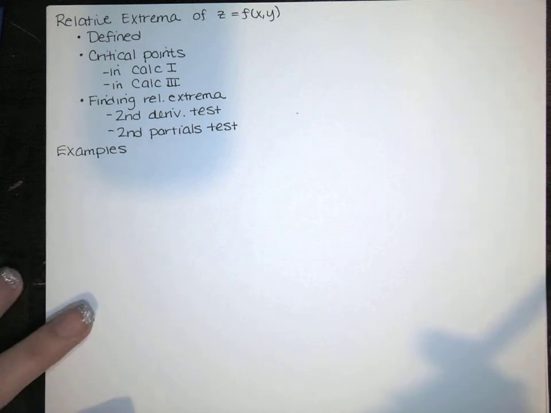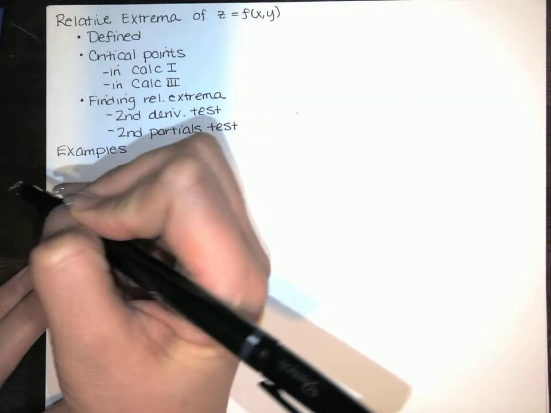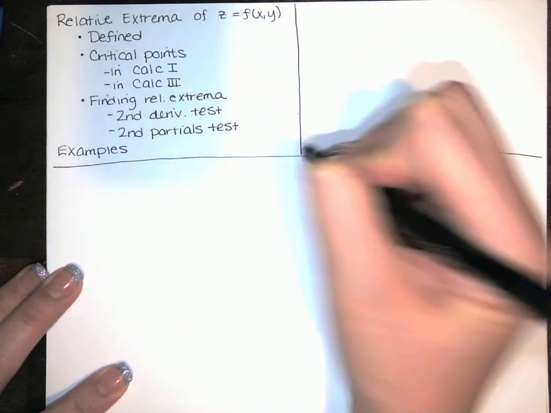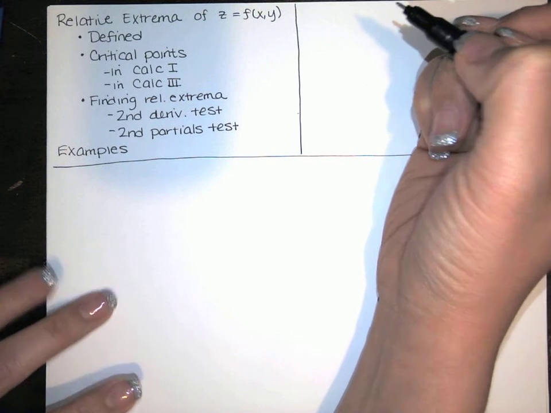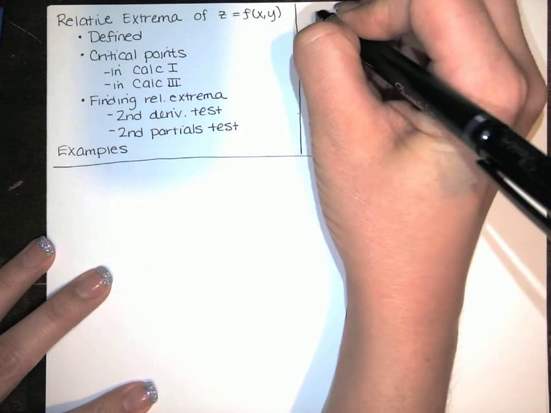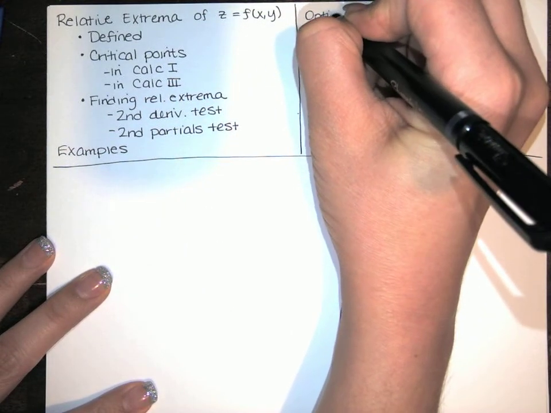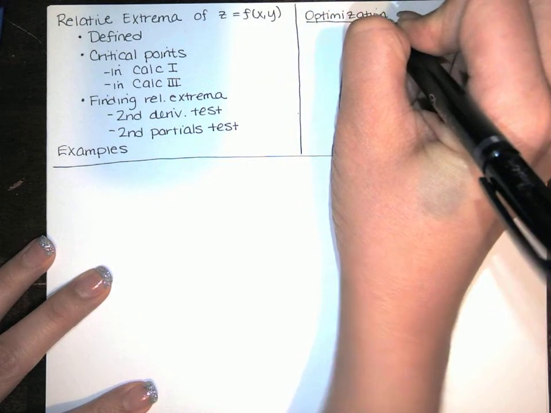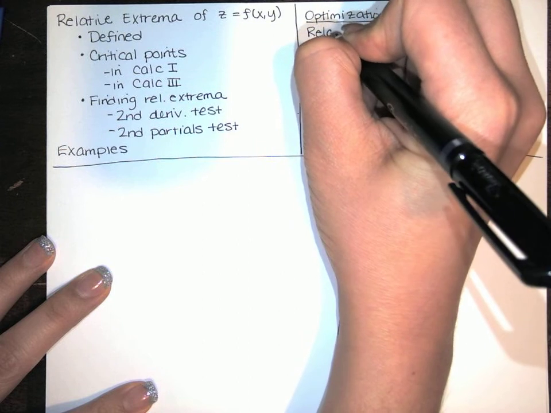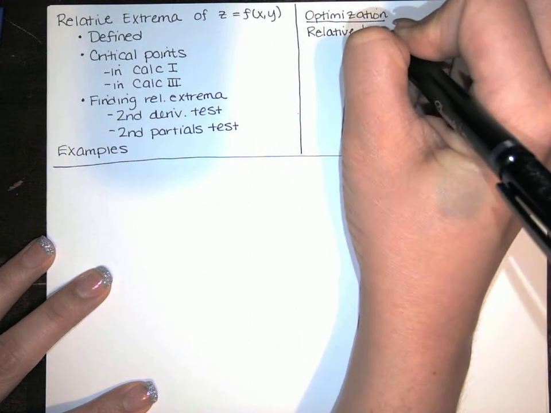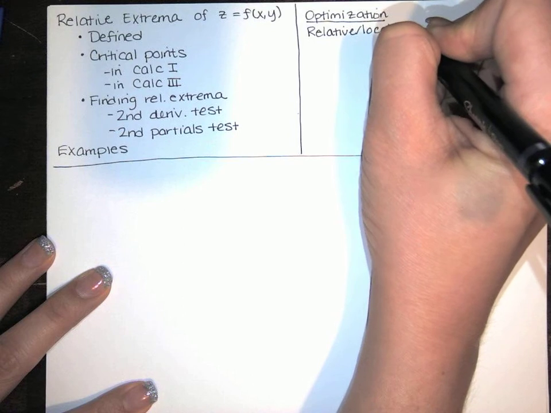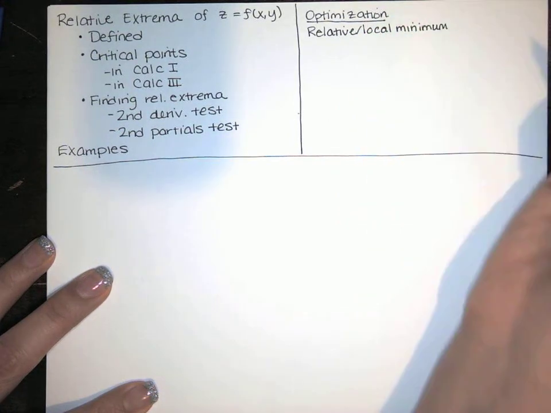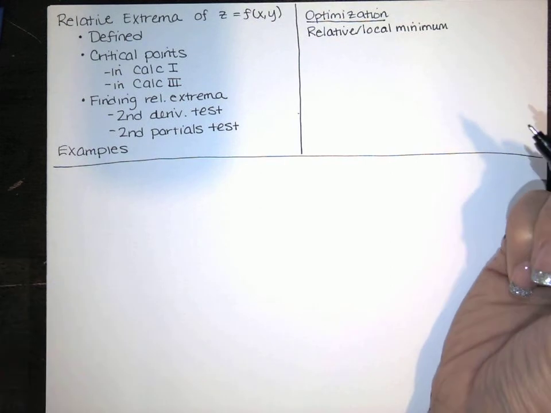So let's talk about optimization. That just means finding mins and maxes, trying to find a relative min or a relative maximum value of the function. And remember what those terms mean: relative or local minimum, or if you had more than one, it would be minima, of a function of one variable.